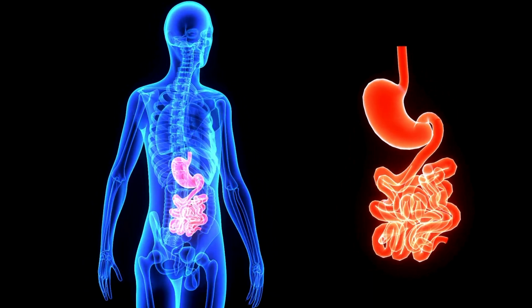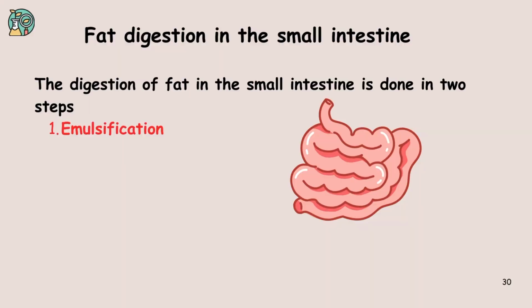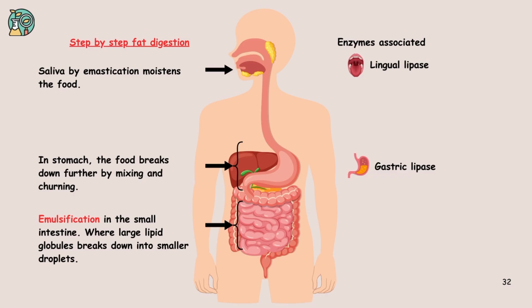happens. The digestion of fat in small intestine is done in 2 steps. First is emulsification and the second one is enzymatic digestion. Emulsification is the process where the large lipid globules breaks down into smaller droplets. Here the enzyme pancreatic lipase mixed with the food.